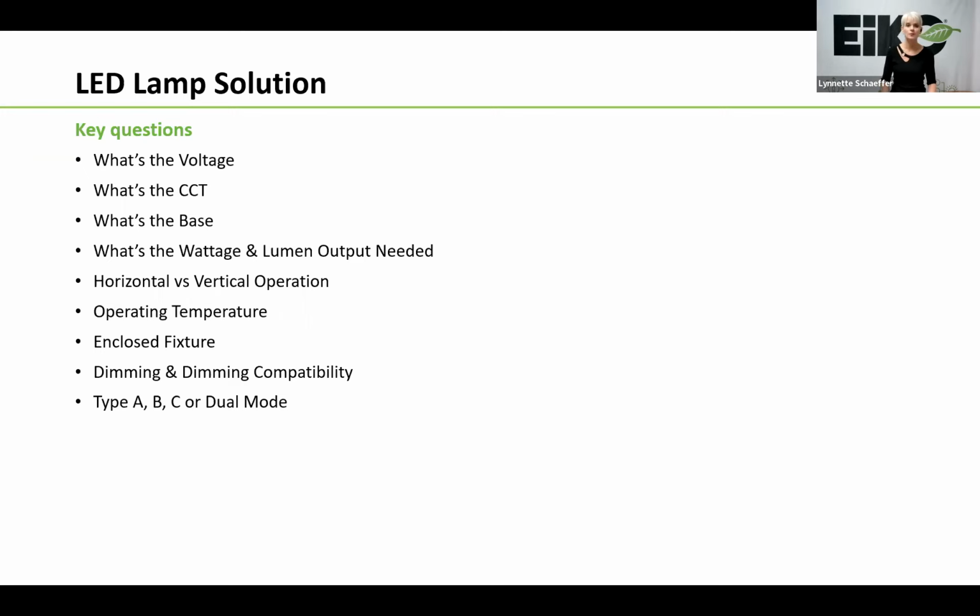What's the CCT? What's the base? What's the wattage, the lumen output, horizontal or vertical operation, operating temperature, enclosed fixture, dimming and dimming compatibility, type A, B, C, or dual mode. So let's address each one of these a little bit more in detail.